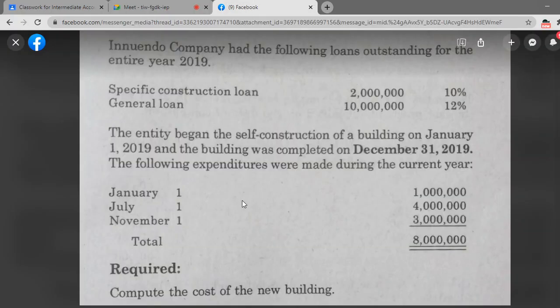Ayan, so ganun pa rin, compute the cost of the new building. So ano po bang nangyari kay Innuendo Company? The company has outstanding loans for the entire year. Ayan, 2 million specific for the construction and a 10 million general loan. The entity began the self-construction of a building on January 1, and the building was completed on December 31. Amazing kay nato mga problems.